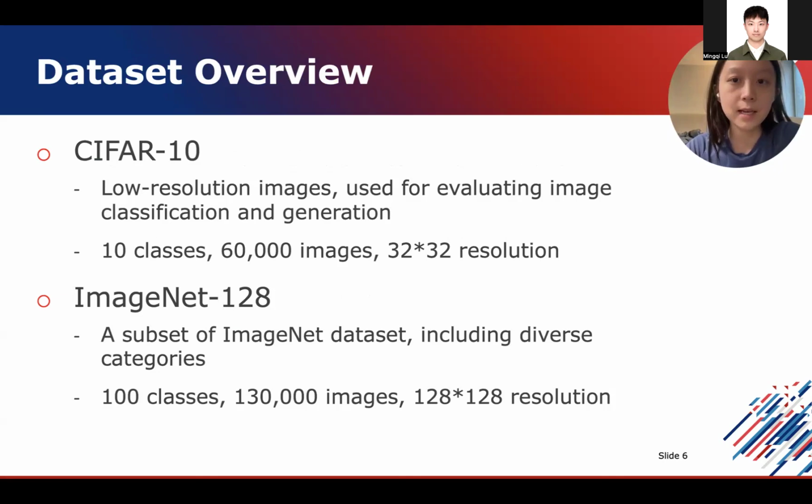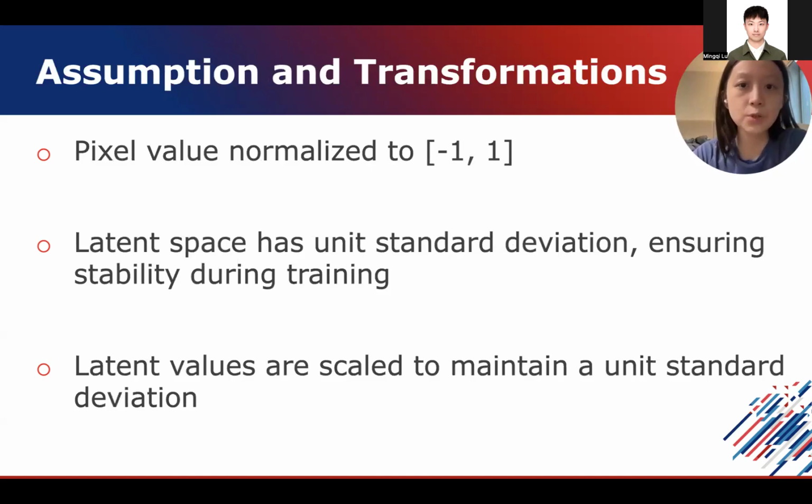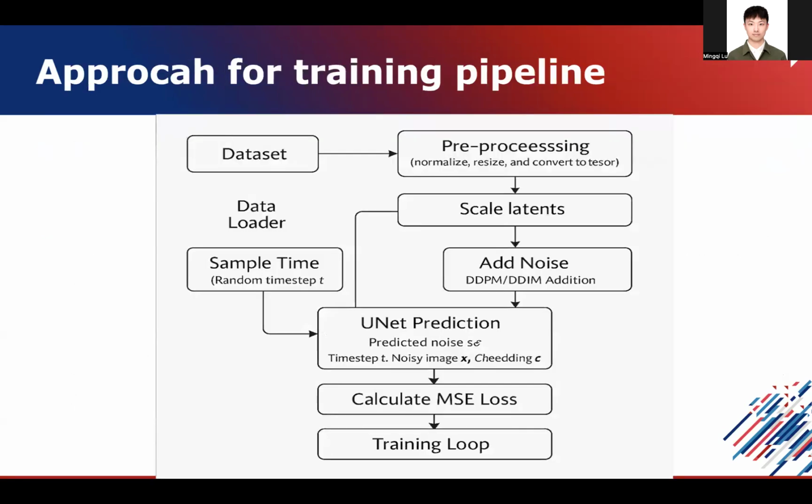We used 2 datasets, CIFAR-10, a small dataset with 10 classes, for testing, and ImageNet 128 with 100 classes to generate more complex and diverse images. To stabilize training, all the pixel values are normalized. The latent space is also scaled to maintain unit standard deviation. This helped the model converge faster and generate higher quality outputs.